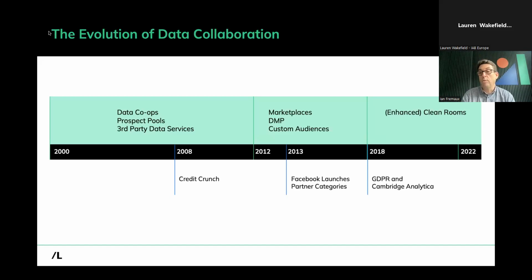So LiveRamp launched our own data collaboration platform. You also had Google launching Ads Data Hub in around 2018, and the first of these type of clean rooms that people became familiar with. And since then, those have been technologies where all the growth has been. So today, this is where the growth is. There may still be some of the previous kind of prospect pools around, but that's clearly been in decline for a long time. And the same with the marketplaces more recently.